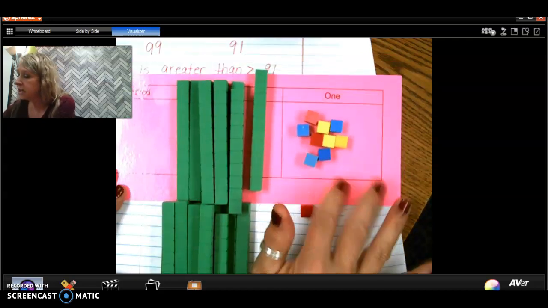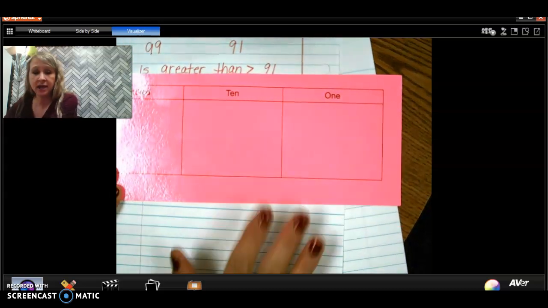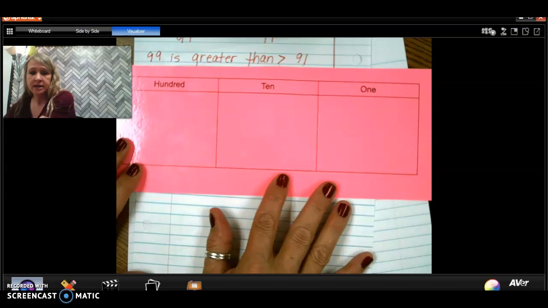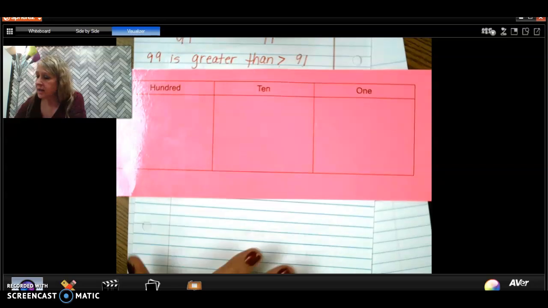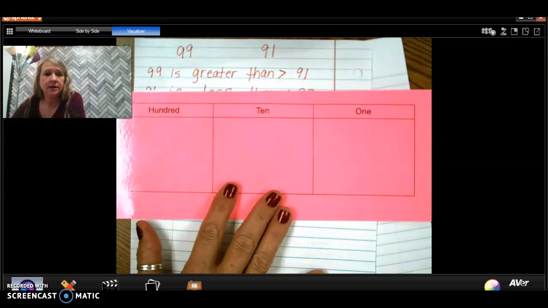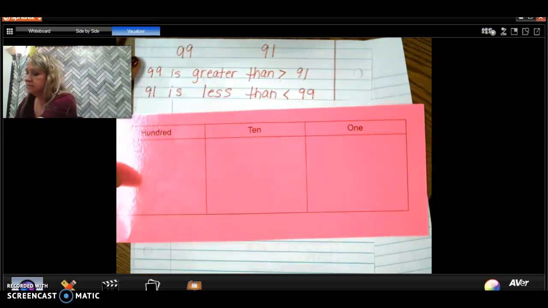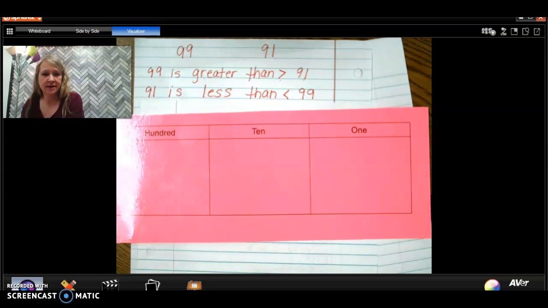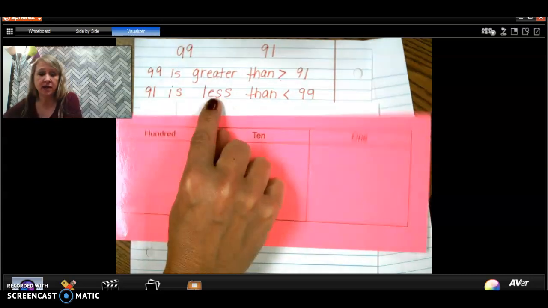So we're going to write a sentence using the words greater than and the symbol. 99 is greater than 91. Now, what can we say about 91? 91 is less than 99. So if we flip the numbers, then we have to switch greater than and less than.